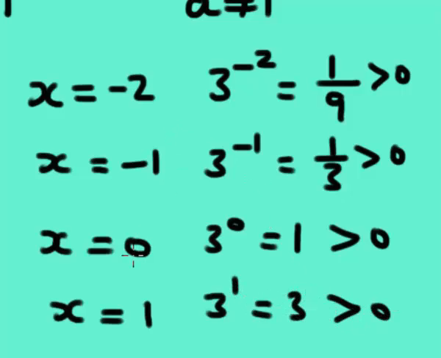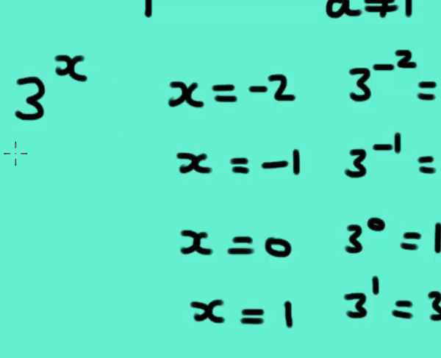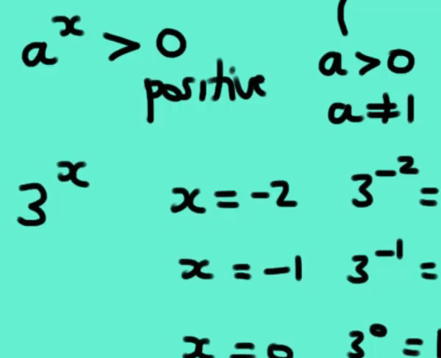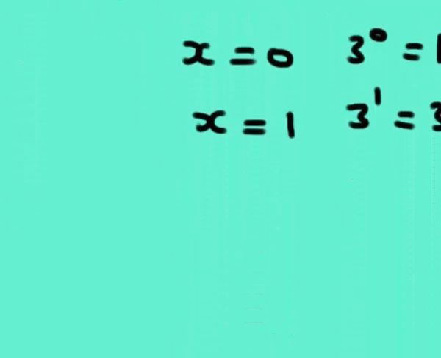Now notice that you've got 0, some negatives, and some positive numbers, and the expression 3 to the exponent x will always work out to be a positive answer. So that's why we can say that a to the x is always positive. It can never be negative. So that's an important revision from grade 11 days.